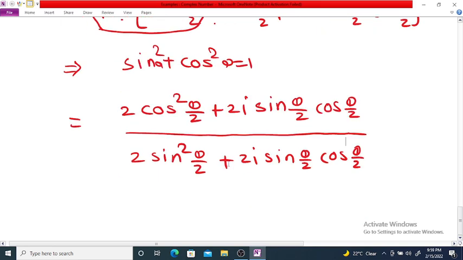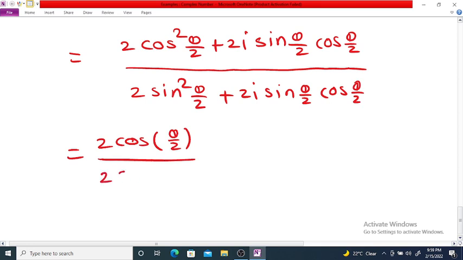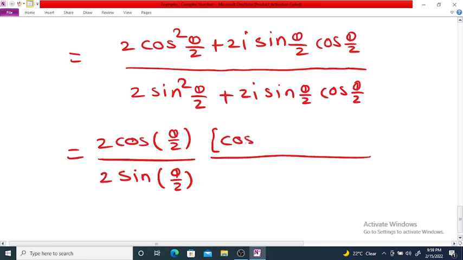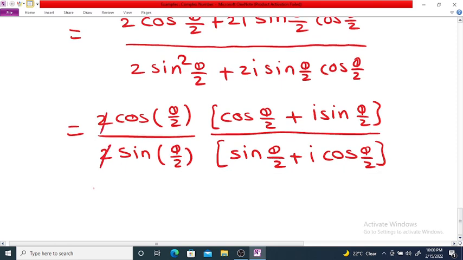From this, if we take 2 cos(θ/2) outside in the numerator, and in the denominator take 2 sin(θ/2) outside, then inside the brackets it is cos(θ/2) + i sin(θ/2), and here it is sin(θ/2) + i cos(θ/2). Now we know that this 2 will get cancelled, and cos(θ/2) divided by sin(θ/2) is cot(θ/2).